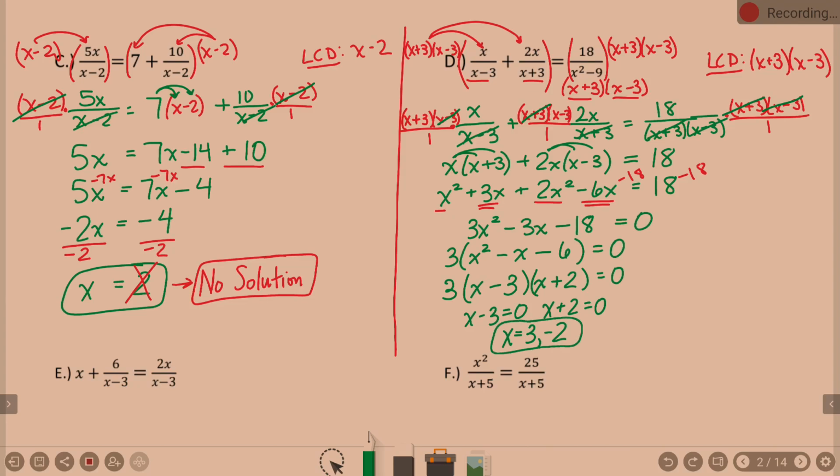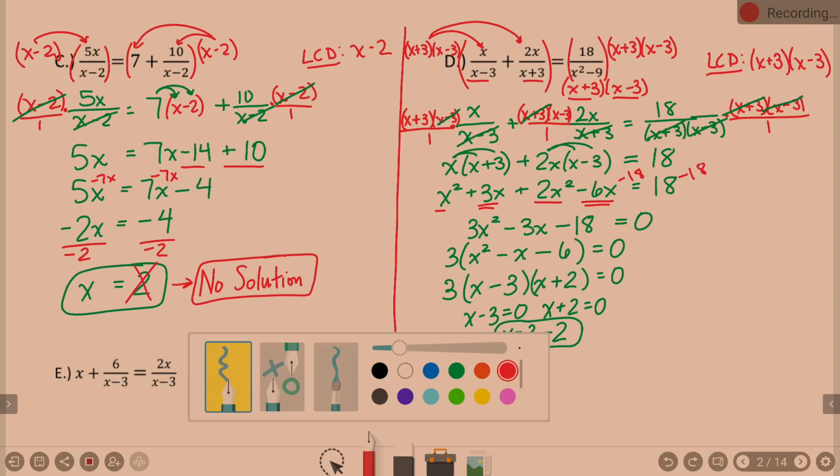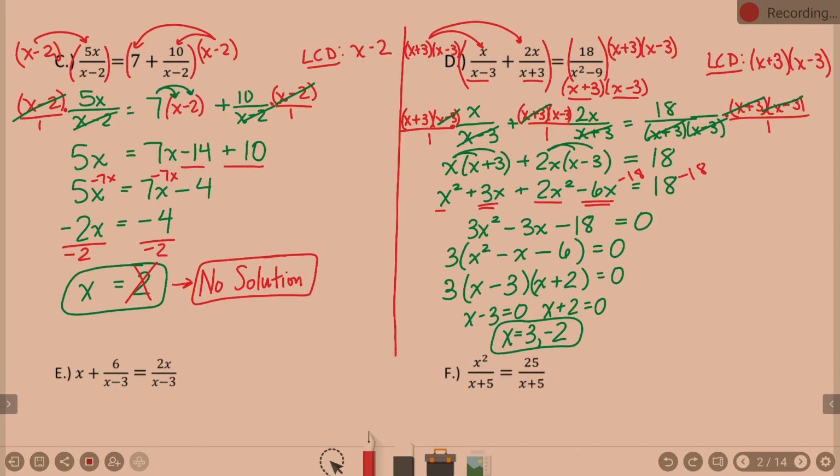And do they both work? The numbers that I don't want in answers, 3 and negative 3. Did we get either of those? We did. We got a 3. But negative 2 should work. Okay? Catching on? Okay.